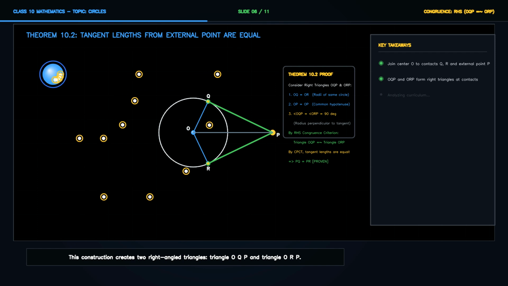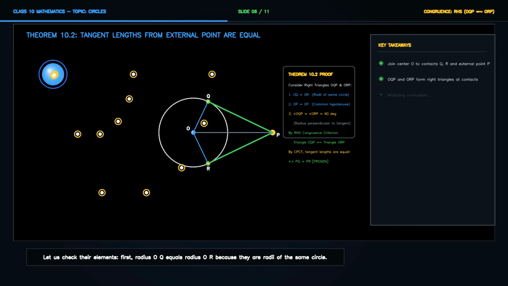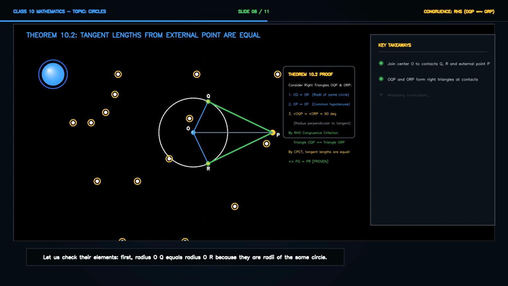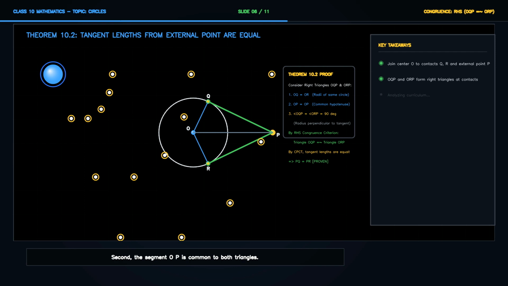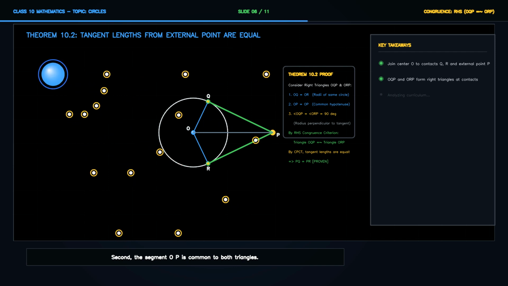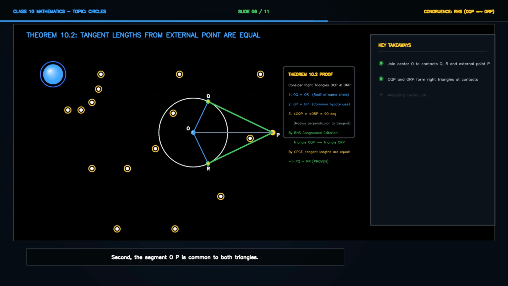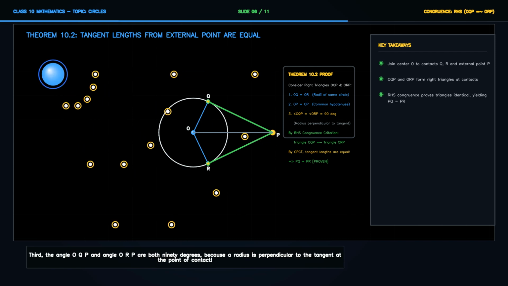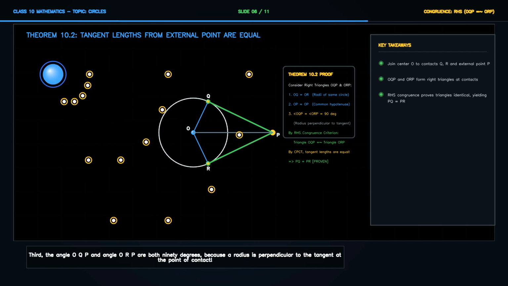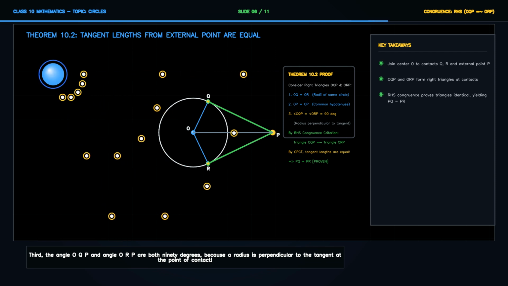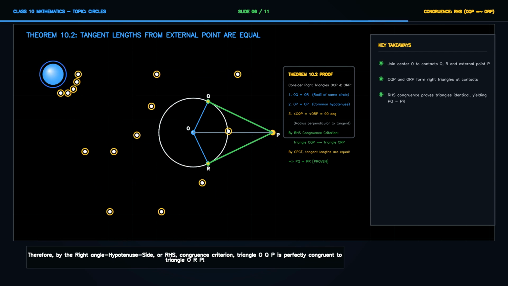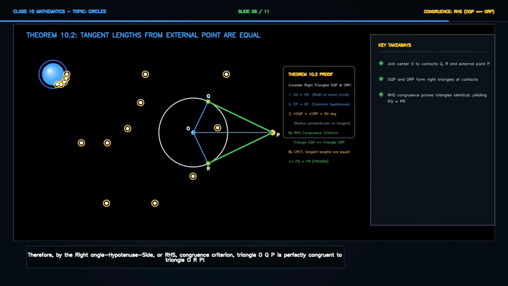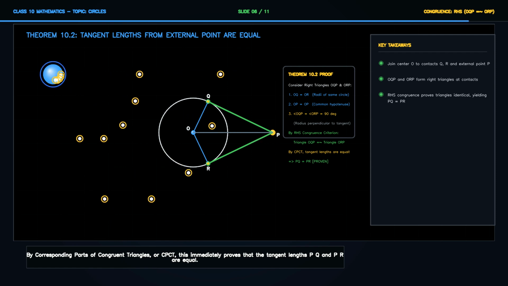First, radius OQ equals radius OR because they are radii of the same circle. Second, the segment OP is common to both triangles. Third, the angle OQP and angle ORP are both 90 degrees because a radius is perpendicular to the tangent at the point of contact. Therefore, by the right angle hypotenuse side, or RHS, congruence criterion, triangle OQP is perfectly congruent to triangle ORP. By corresponding parts of congruent triangles, or CPCT, this immediately proves that the tangent lengths PQ and PR are equal.